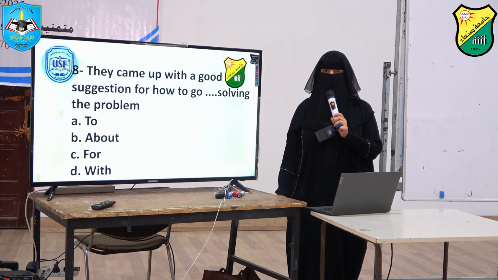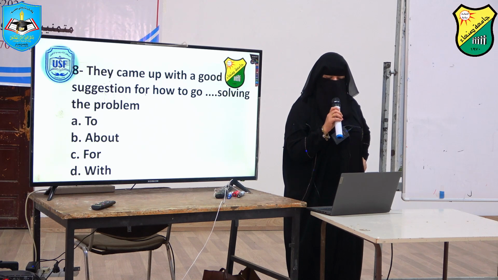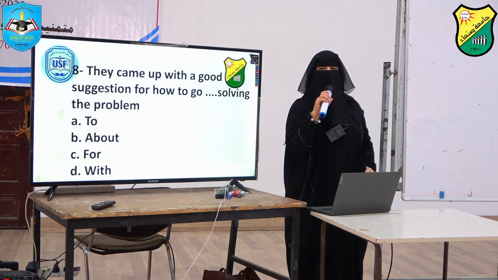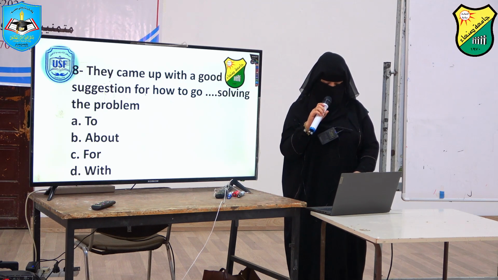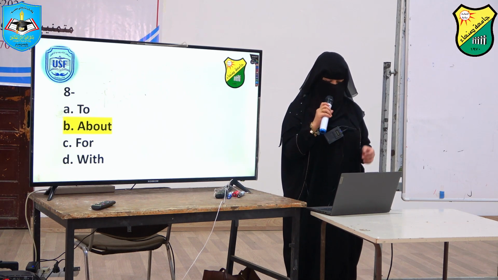Number 8. They came up with a good suggestion for how to go dash solving the problem. You have to go about solving the problem. It doesn't come with for. You should memorize the prepositions, which you have in the handout.